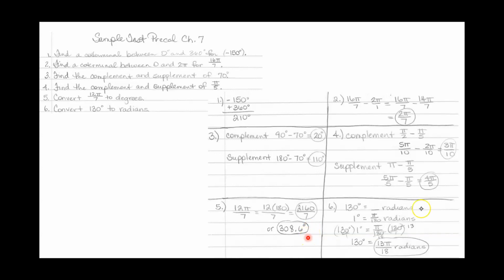All right, then for number 6, we want to go the opposite way. We want to change from degrees to radians. So to change from degrees to radians, my conversion formula is 1 degree is equal to pi over 180 radians. I don't have 1 degree over here, I have 130 of them. So I'm going to multiply both sides by 130. So now I have the 130 degrees on the left that I needed, and now I just need to simplify my right-hand side. So 130 divided by 180 would reduce to 13 over 18, so we're going to get 13 pi over 18 radians.